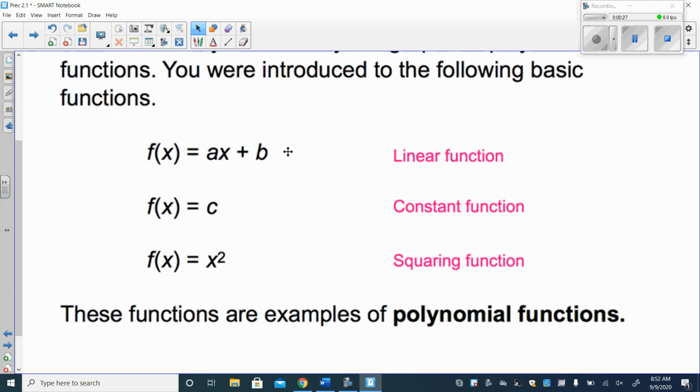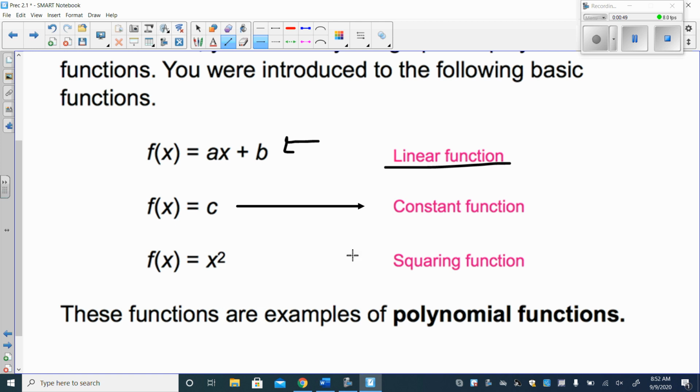Ax plus b, this is the same as y equals mx plus b. It's just a linear function. F of x equals c is a constant function, so this could be any number like 6. So we could say f of x equals 6. It's a constant function because it makes a straight line across. So on a graph, it would look something like this.